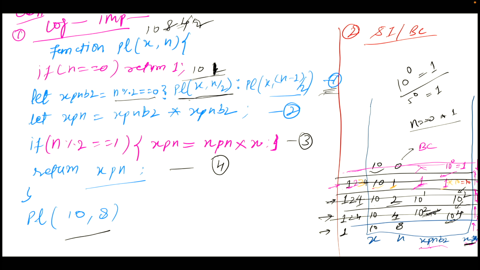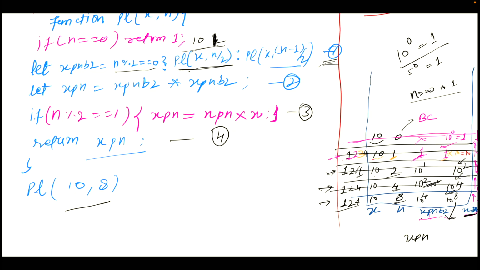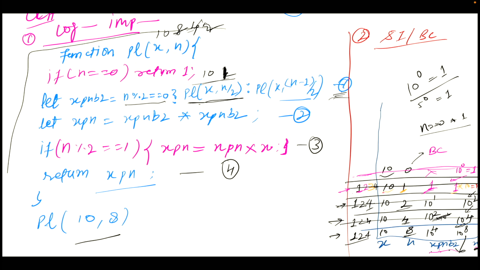And now x to the power n by 2, what is the value of x to the power n by 2? That will be 10 to the power n by 2, which means 4. Okay, and now for line number 2, when it executes, x to the power n will be calculated like 10 to the power 4 into 10 to the power 4, that will be 10 to the power 8. Okay, and then line number 4 will be executed, it will skip 3 because 8 is even. So it will return, and we get x to the power n equals 10 to the power 8, right? So now we have found our proper solution, that is this one.